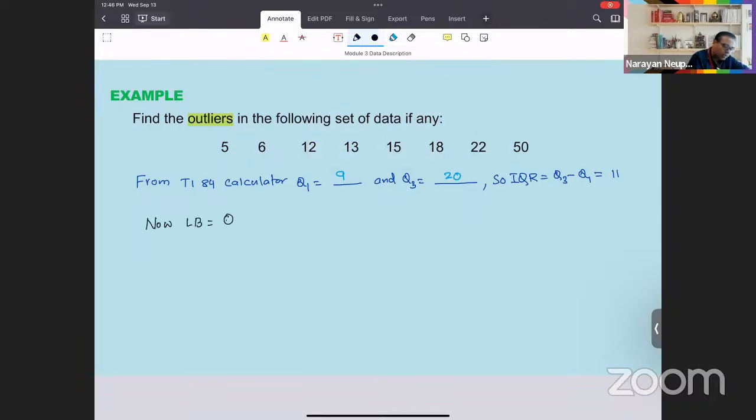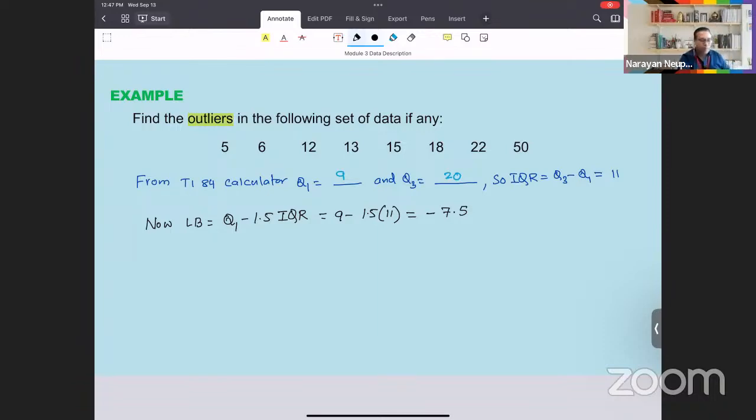Lower boundary is Q1 minus 1.5 IQR, right? If there is anything below this value, they are outliers. So Q1 is 9. 9 minus 1.5 times IQR, which is 11. If you type this in your calculator, 9 minus 1.5 times 11, that is equal to negative 7.5. Make sure you check it. I got negative 7.5. And you look at the data set here. Is there anything below negative 7.5 here? No, right? That means there are no outliers in the lower end.